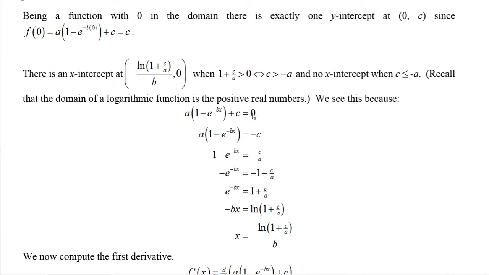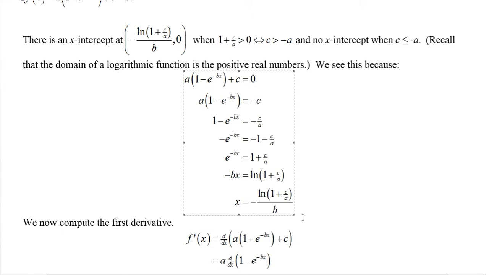Well, I just set the f or y or the output equal to 0 and solve. So I subtracted c from both sides, divided both sides by a, and subtracted 1 from both sides to get here. Then I took the logarithm of both sides. When I divided both sides by negative 1 here, the negatives all cancel out. Rewrite as a logarithm when we get the power: the logarithm of the power, minus bx, equals the logarithm of this side. And then divide by negative b, and we've solved for x.